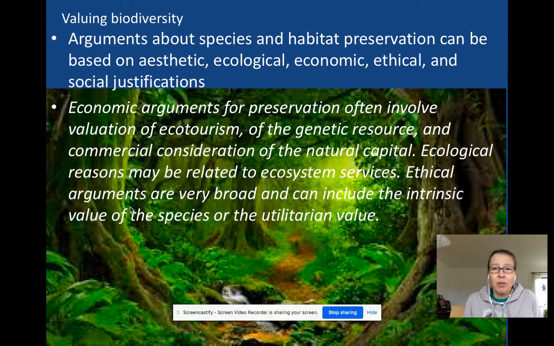And I think that one thing that we can all agree on these days is just the social justification, the aesthetic and ethical, how important nature is to us, that we can still get out there and enjoy it.